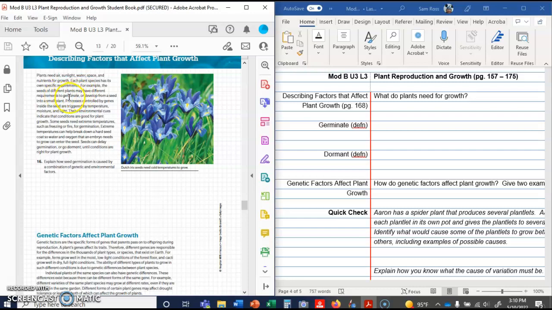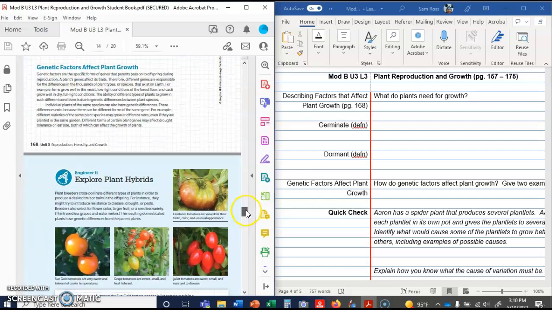For example, the seeds of different plants may have different requirements to germinate or develop from a seed into a plant. So for germinate, the definition is to develop from a seed into a small plant. And then the definition of dormant. Okay, very last sentence: seeds can delay germination or go dormant until conditions are right for plant growth. So dormant is when a seed delays germination.